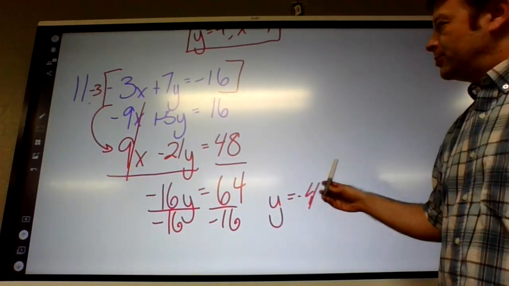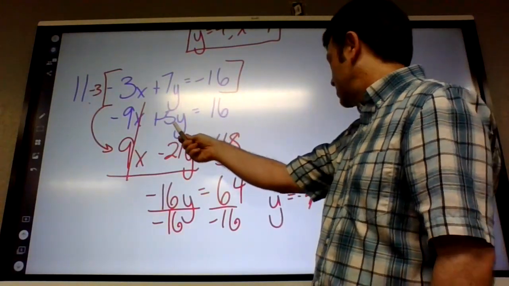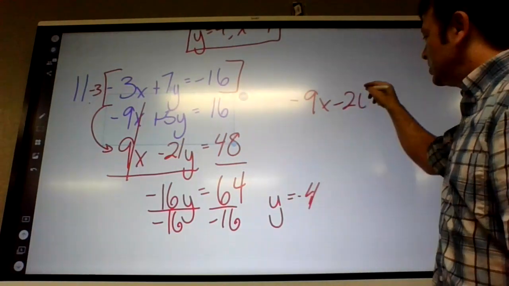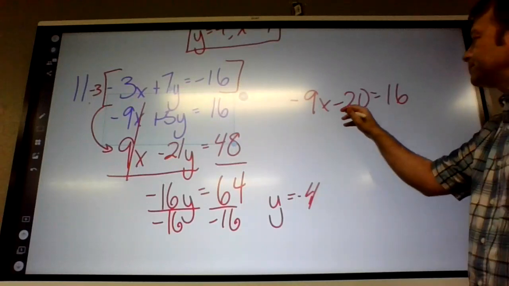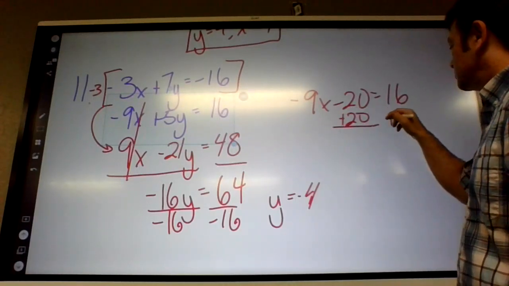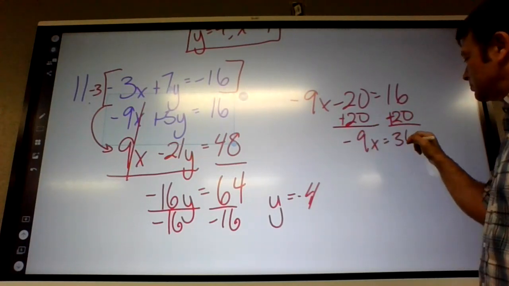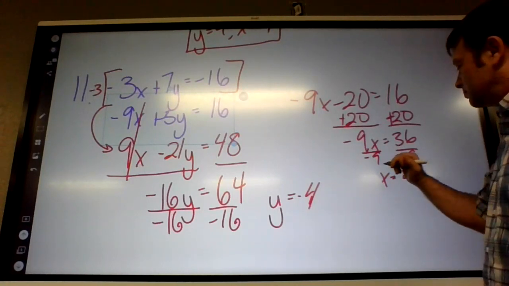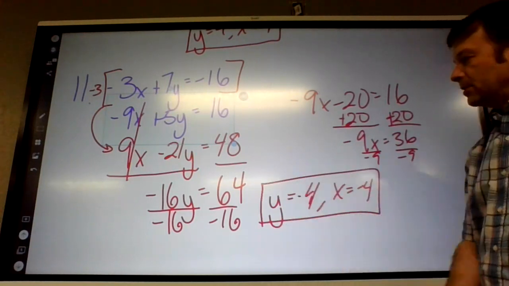If I put -4 right there, 5 times -4 is -20. -9x minus 20 equals 16. -4.